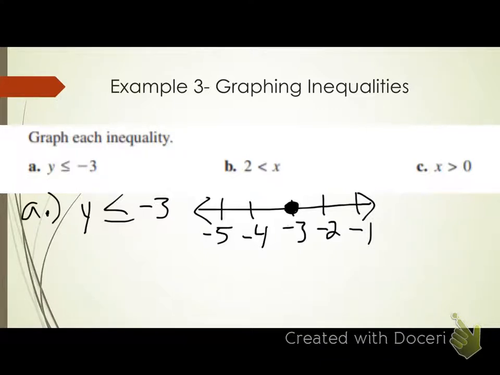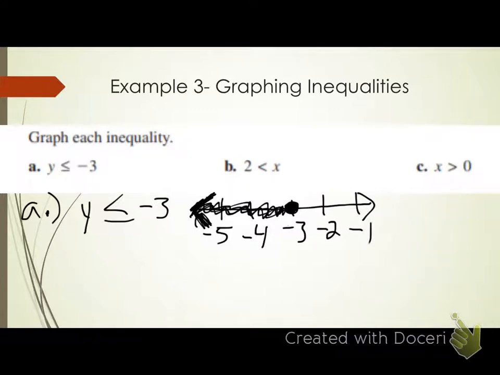Now I've got to shade my graph to finish representing all my solutions. I want all numbers that are less than -3. Numbers that are less than -3 are those to the left of -3 or to the right of -3 on a number line? Left. To the left, so which way am I shading? Left. To the left, very good. So I'm shading to the left of -3. There's my graph of my inequality.